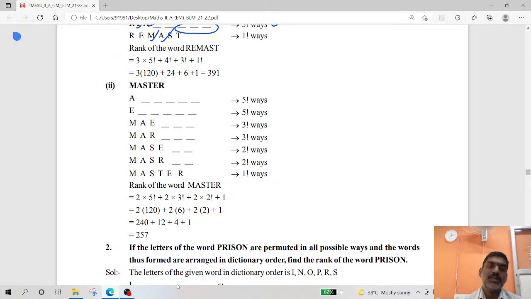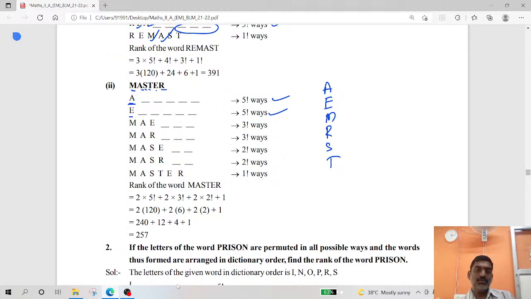In the master also same. First we have to arrange the letters in ascending, that is dictionary order. Okay, here 6 are there now. 1, 2, 3, 4, 5, 6. So first starts with A. Remaining 5 can be filled in 5 factorial ways. Starts with E, 5 factorial ways. Order I can write here: A, E, M, R, S, T.